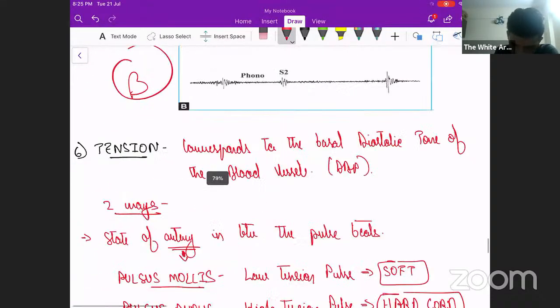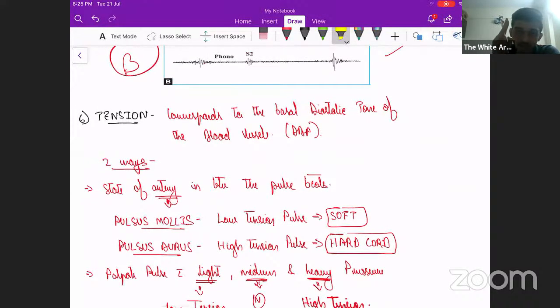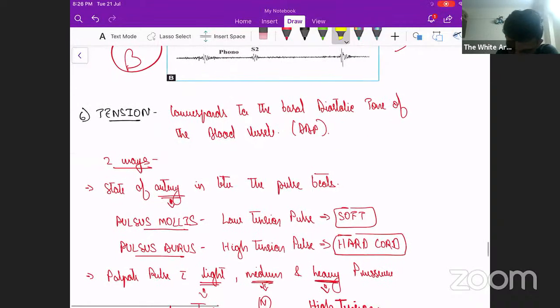Next is the tension. So what they mean by tension is not the tension which we learned earlier in the session. That tension was different. That tension was what you measure through the gauge. This is different. Over here they mean the basal diastolic tone. This is what you see by palpation. So it corresponds to the basal diastolic tone of the blood vessel, nothing but the diastolic blood pressure.